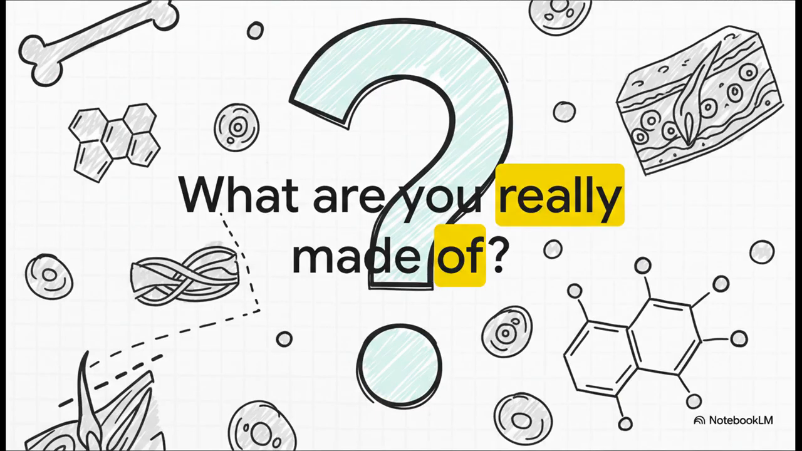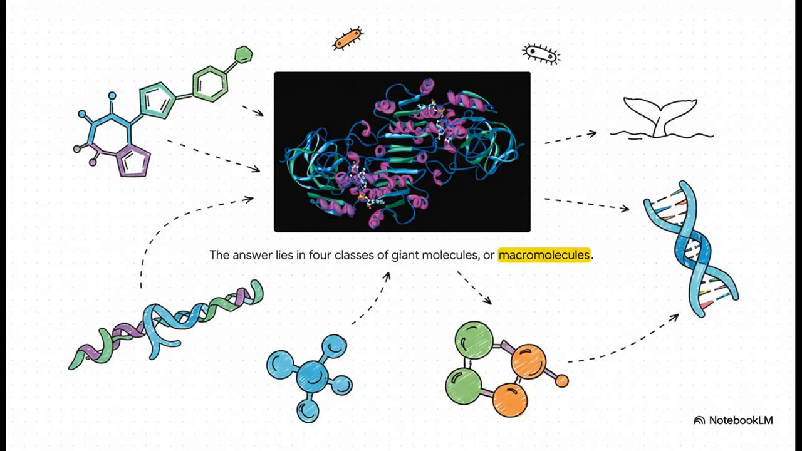But first, let me ask you a question. What are you really made of? Yeah, sure, bone and muscle and skin, but what are they made of? What happens if you could zoom in, like way in, past the cells? What would you actually find? You'd find this incredibly complex, beautiful world of giant molecules. We call them macromolecules. And these are the things that literally build you.